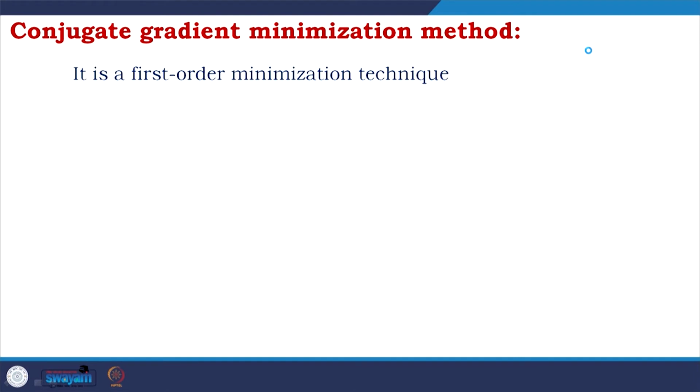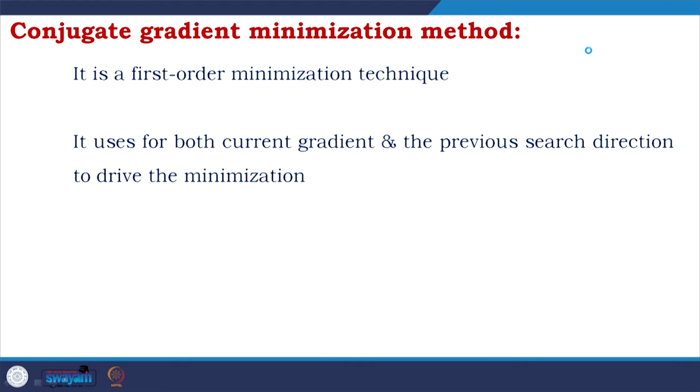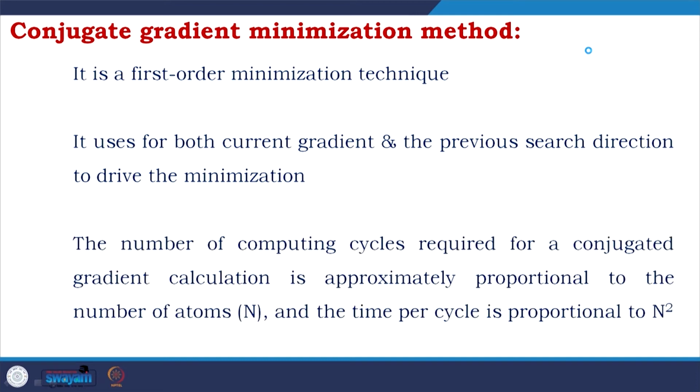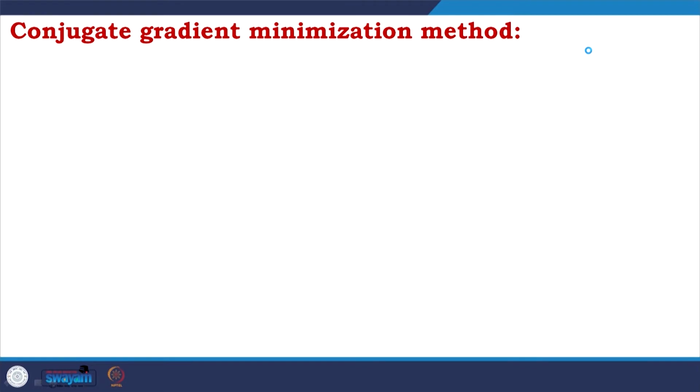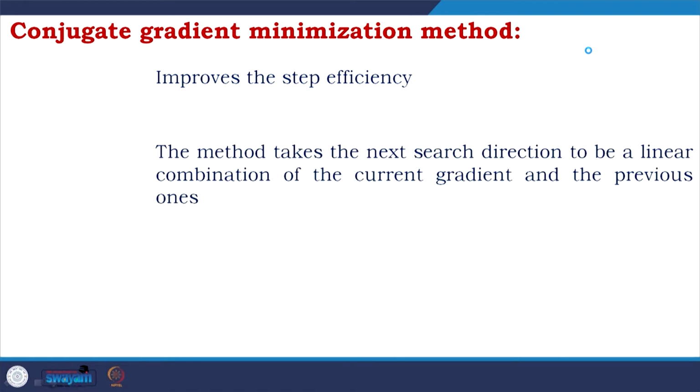Coming to the next, the conjugate gradient. This is also a first order minimization technique. It uses both the current gradient and the previous search direction to drive the minimization. The number of computing cycles required for a conjugate gradient calculation is approximately proportional to the number of atoms. So, with increasing number it increases, and the time per cycle is proportional to n square. It improves the step efficiency.